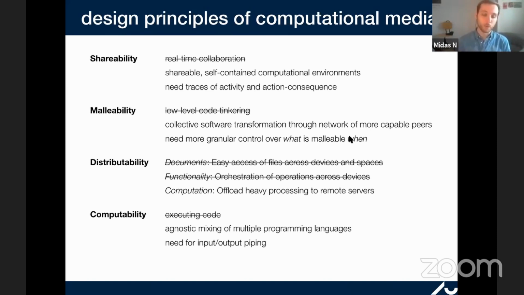And then the idea about computability, it's not just about executing code, but instead a kind of agnostic mixing of multiple languages because they're always improvising their tools.